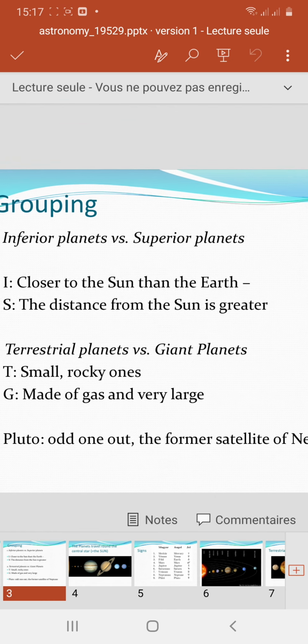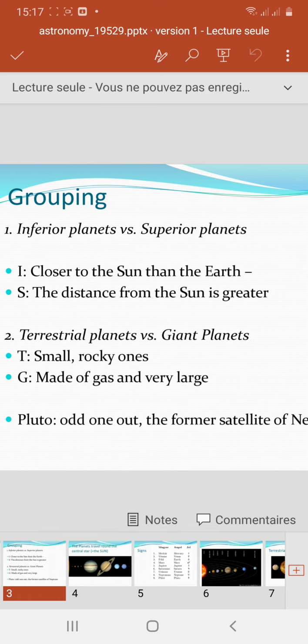And giant planets, gas giants, right? They are gas, they are not terrestrial. So T stands for terrestrial and G stands for giant. The terrestrial planets are small and rocky ones. Rocky meaning made of rocks. And G stands for made of gas and very large. They are gaseous planets, so four terrestrial and four gaseous. Right?